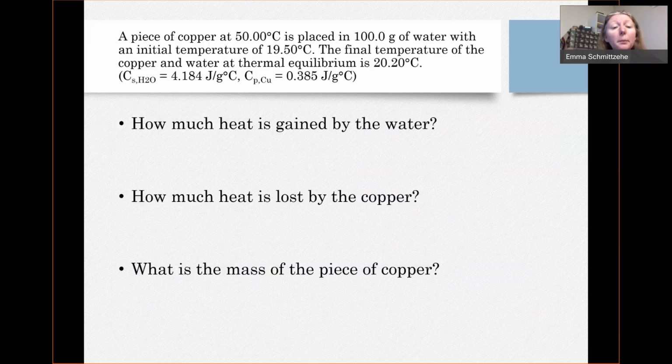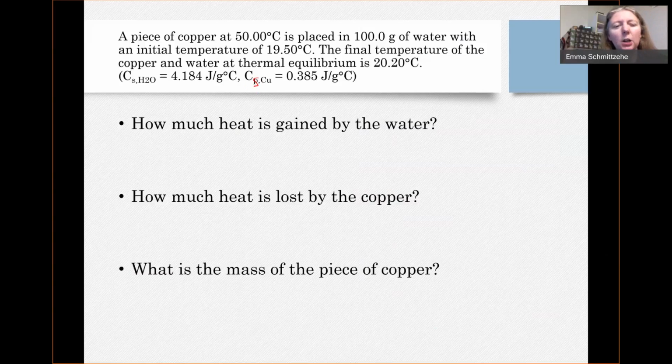And the final temperature of the copper in the water at thermal equilibrium is 20.20 C. And then I give you the heat capacities. These are both actually specific heat capacities. I don't know why I accidentally labeled one CP, it's really a CS. We're not looking at the complexities of heat capacities right now.